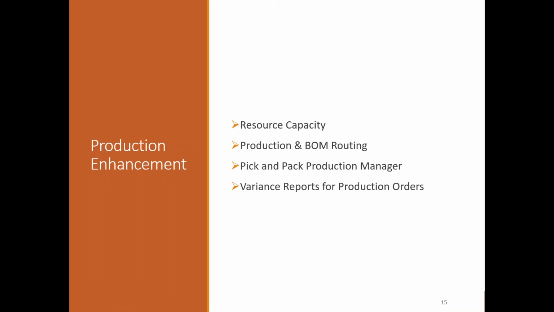Perfect. So with each new version that's coming out, SAP has been enhancing the production module more and more. As you might know, in 9.2, they released the resource capabilities to have resource master data and be able to control, you know, machines and your labor, things like that. And so they've also enhanced that in the 9.3 release. In addition, they've introduced BOM routing. They've made enhancements to the pick and pack manager, and they've given the users a variance report on production orders.